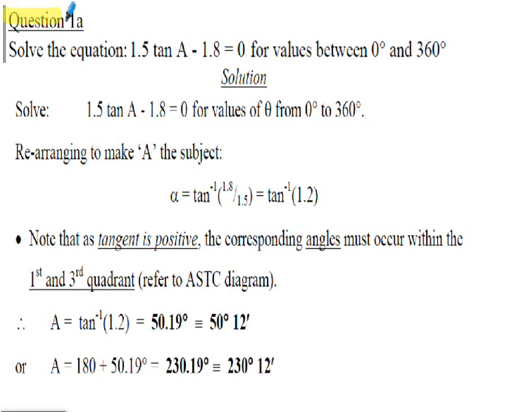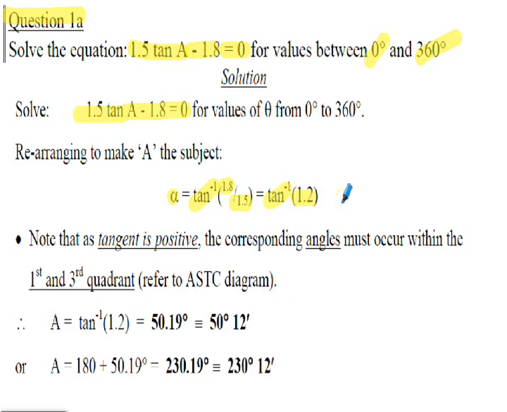So question 1a here, I've asked to solve the equation 1.5 times the tan of A, take away 1.8, is equal to 0. Got to solve it between 0 degrees and 360 degrees as usual. There'll be two solutions. Given the equation in the question, I can simply rearrange it to find the value of A. Adding 1.8 to both sides, dividing both sides by 1.5, taking the inverse tan, tan to the minus 1, I can find the value of what I call alpha. Putting the numbers in, that's tan to the minus 1 of 1.2.